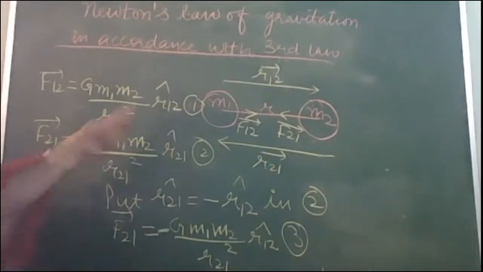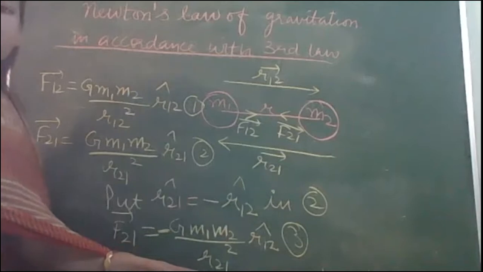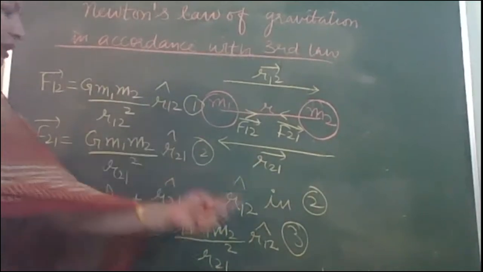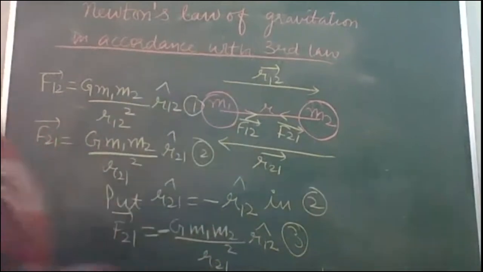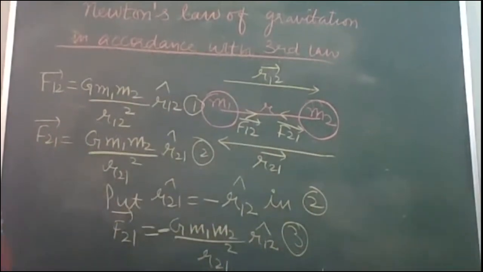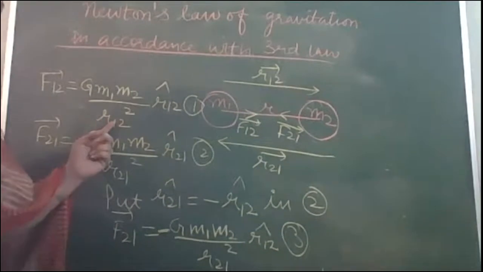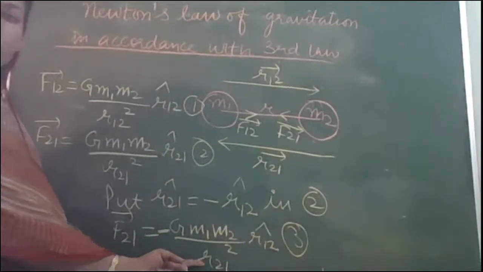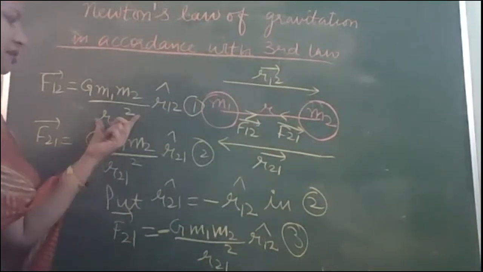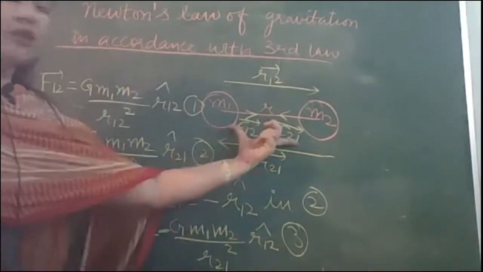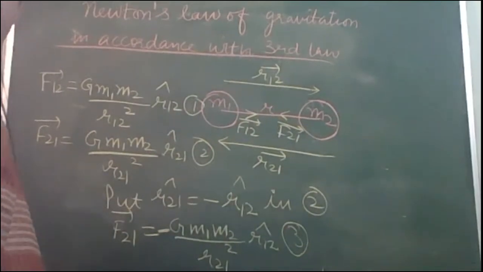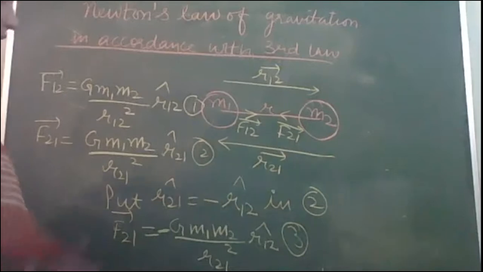Let us compare equation number 1 and 3. See their right hand side. G m1 m2, G m1 m2, r12 vector, r12 vector. Then r12 square, r21 square. You will think that this factor is different. No, this factor is not different. This is the magnitude. Magnitude of r12, r21 is same. Both are equal in magnitude. All right, so nothing will happen.